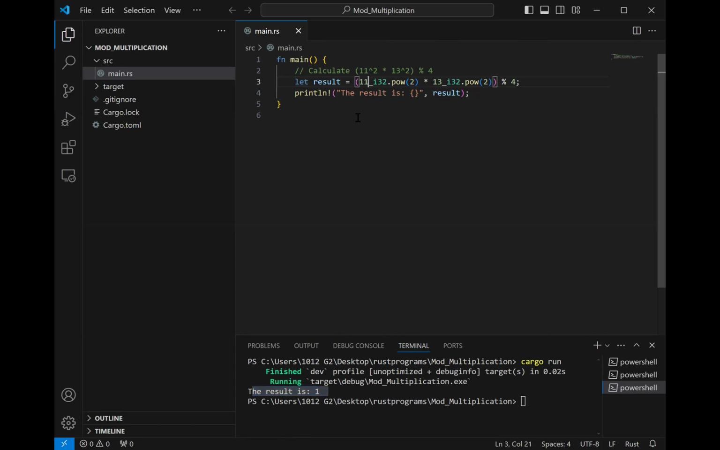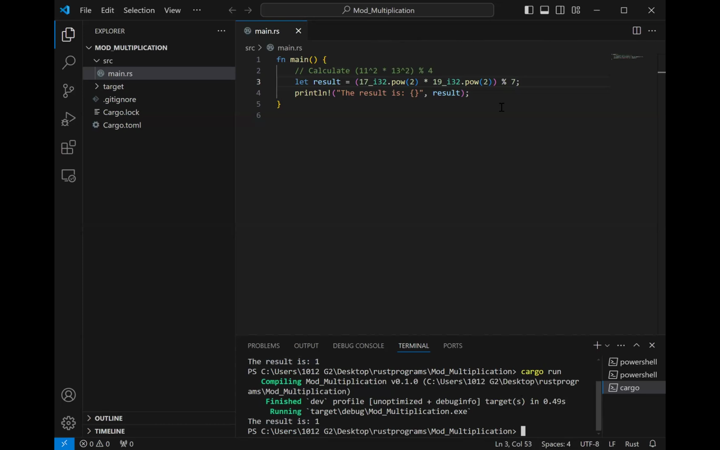Let's change this to 17, and change this to 19, and we want to divide by 7. What will be the remainder? The remainder is still 1. What about if we divide by 9? What will be the remainder? The remainder is still 1.